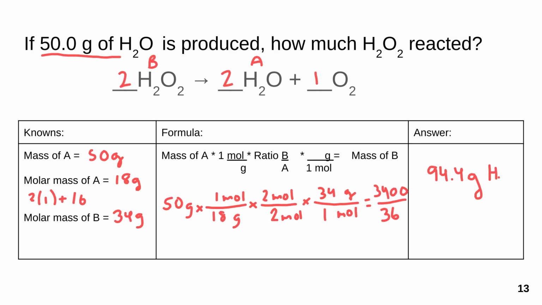So this time we use stoichiometry to calculate the amount of hydrogen peroxide that we expect was reacted if we produced 50 grams of water. If you wanted to do some simple math, that would also mean that if there were 94.4 grams of hydrogen peroxide and 50 grams of water were produced, we could subtract to find that 44.4 grams of oxygen were also produced, in case you want to try that one out.